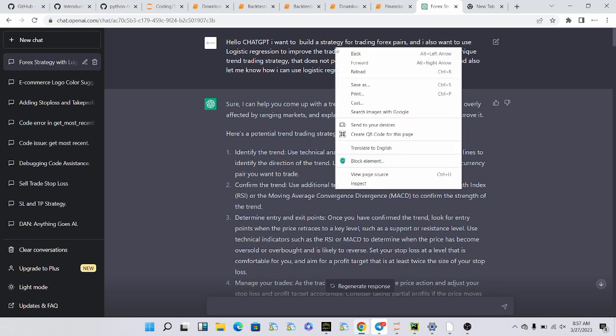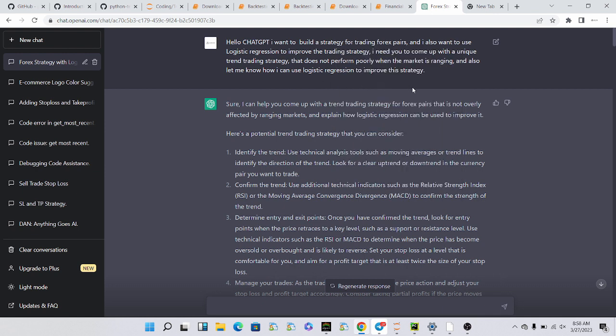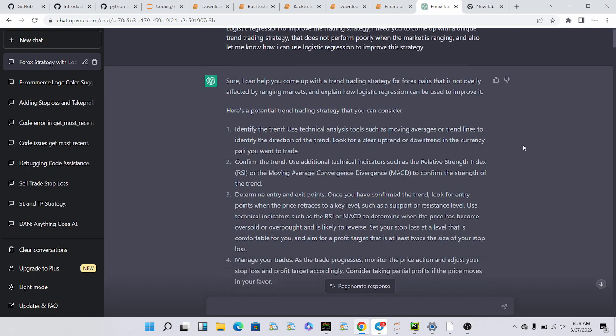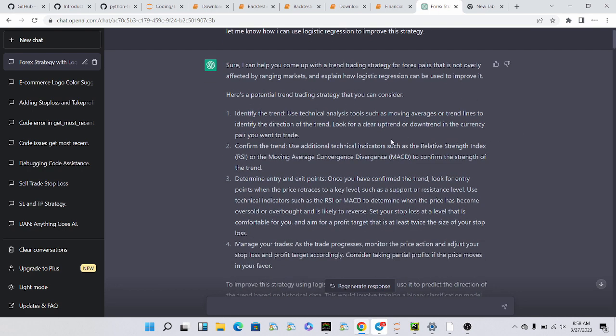Okay, so ChatGPT proceeded to reply to this message with a potential trend trading strategy that we could consider. The first point it gave us here was to identify the trend, using technical analysis tools such as the moving average or trend lines to identify the direction of the trend. The second one here is to confirm the trend using additional technical indicators such as the RSI and the MACD to confirm the strength of the trend.